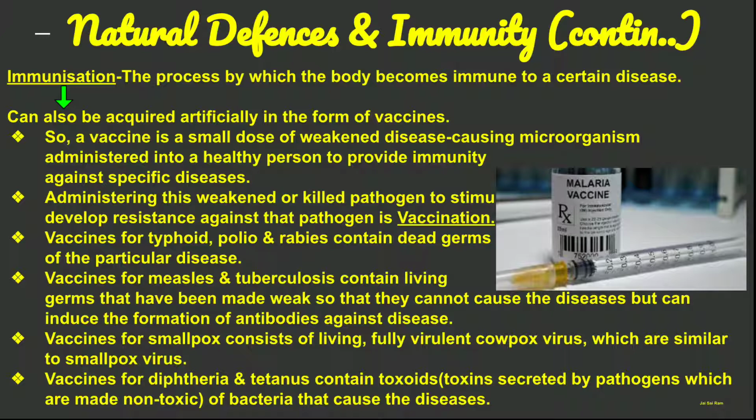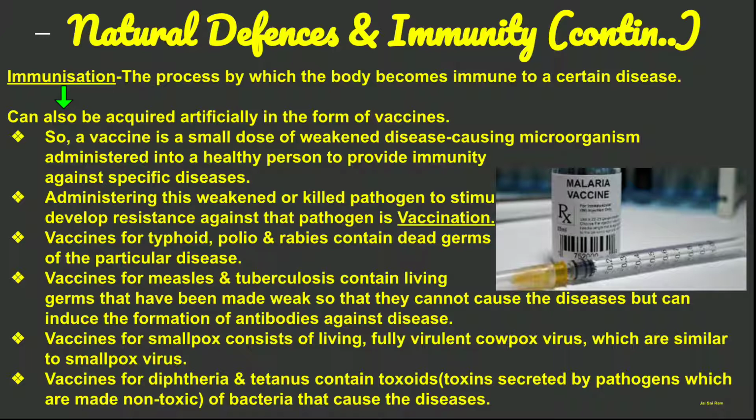Vaccines for smallpox consist of living, fully virulent cowpox virus, which is similar to the smallpox virus. Vaccines for diphtheria and tetanus contain toxoids. What are toxoids? Toxoids are toxins secreted by the pathogen, which are made non-toxic, and they are injected into the body of a healthy person.